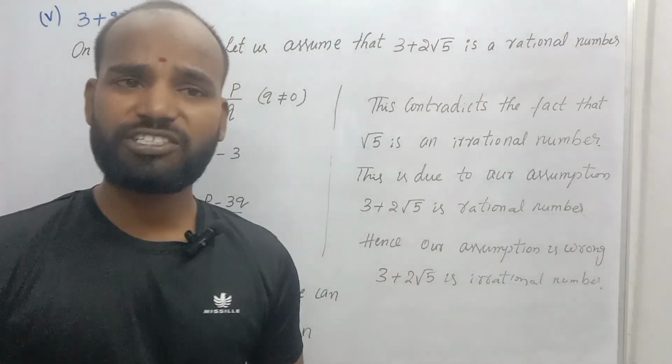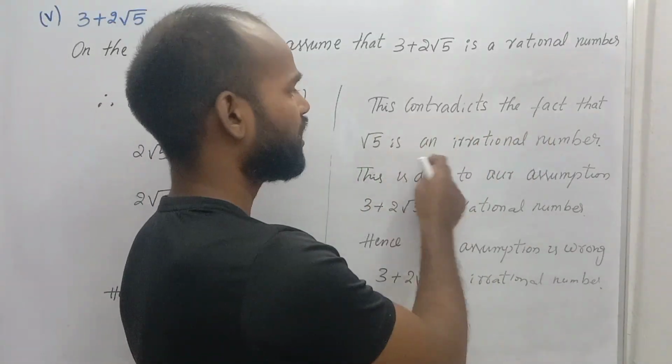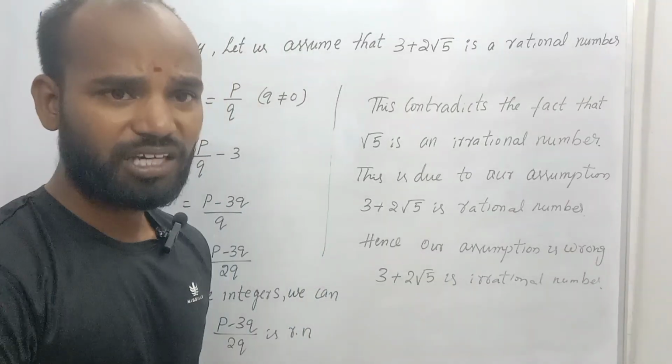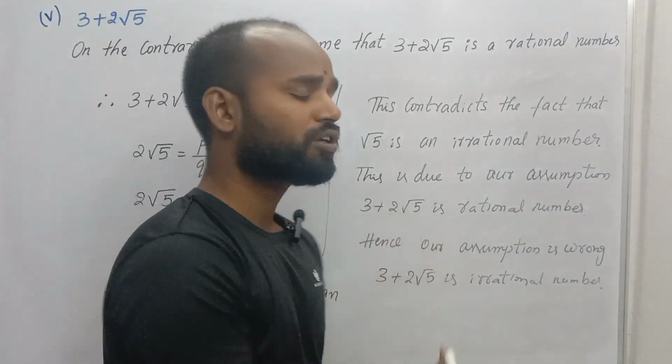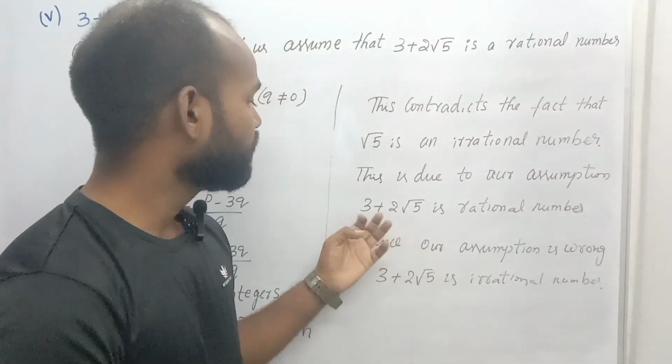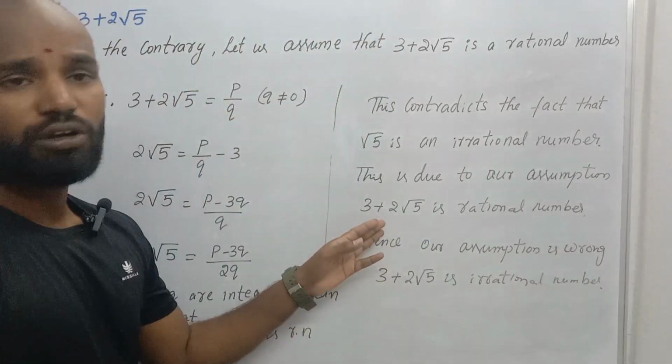So this is a contradiction that has arisen for us. Why? Because this contradicts the fact that root 5 is an irrational number. It is saying that root 5 is an irrational number, not a rational number. So this is due to our wrong assumption. What did we assume? We assumed that 3 plus 2 root 5 is a rational number. But that is our wrong assumption.